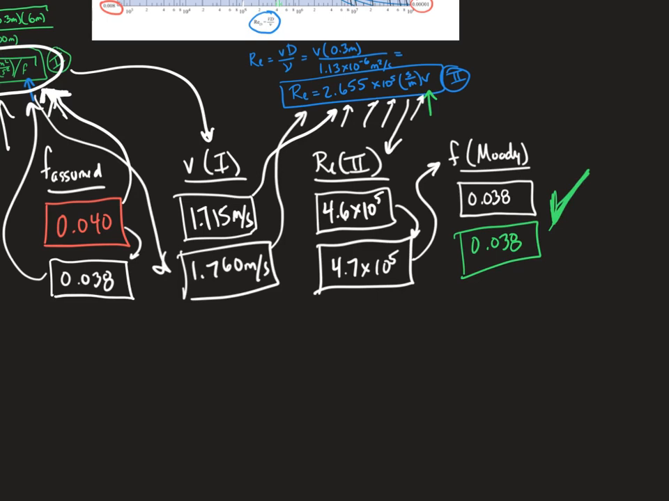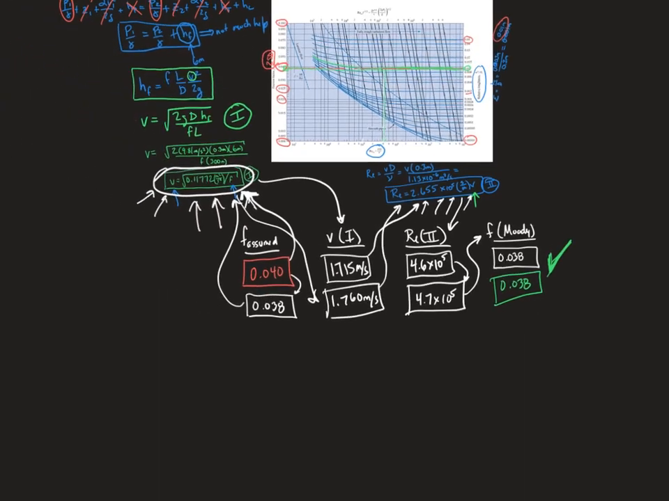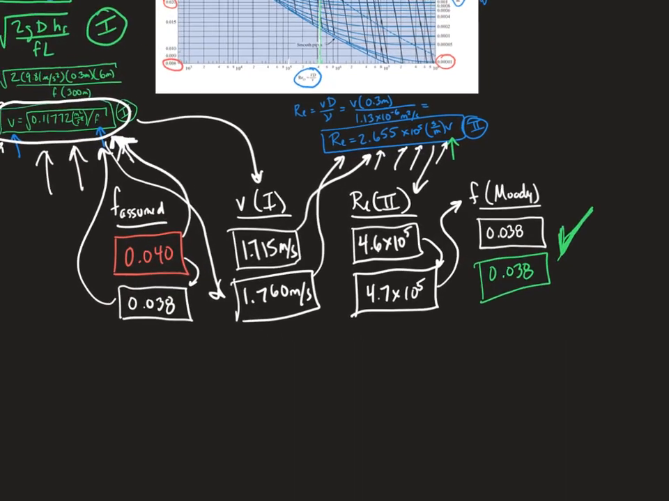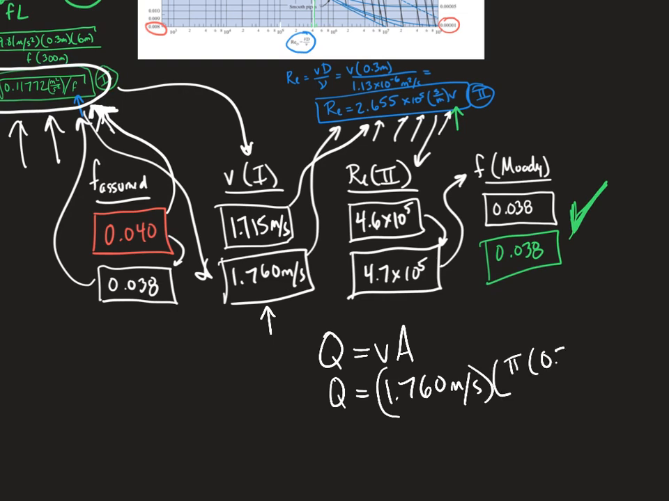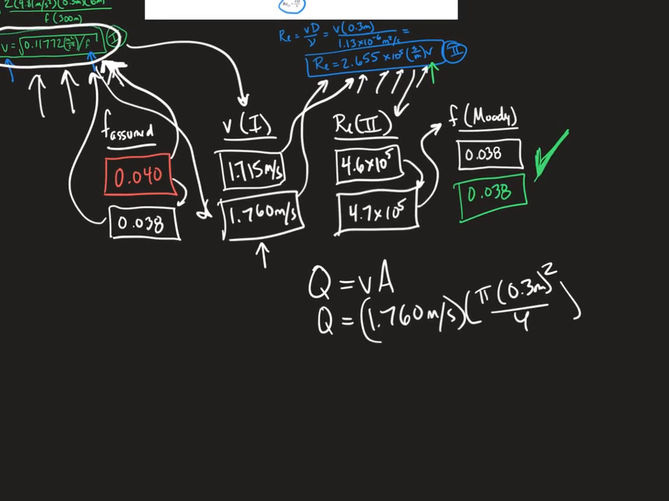Okay, so we're not done with this problem because the question, if we remember all the way back to the beginning, was to find Q. This is our velocity right here, and we want to know Q. Luckily, at this point it's fairly straightforward: 1.760 meters per second times pi times 0.3 meters squared over 4. Okay, so Q equals whatever that comes to, 0.124 cubic meters per second. Okay, and that's how you solve it.